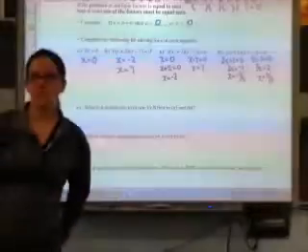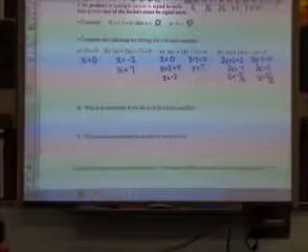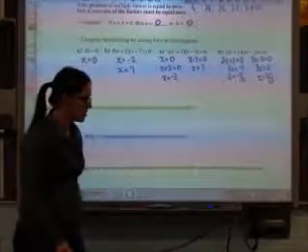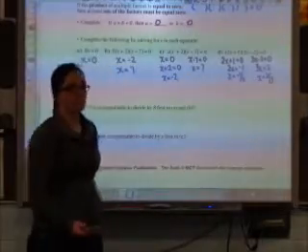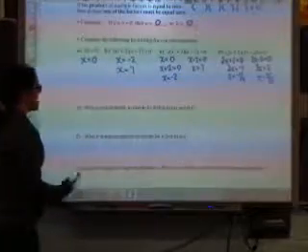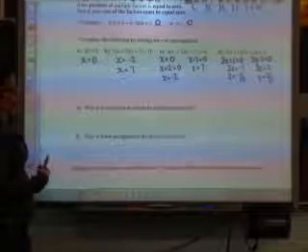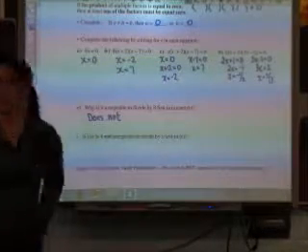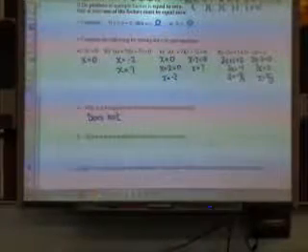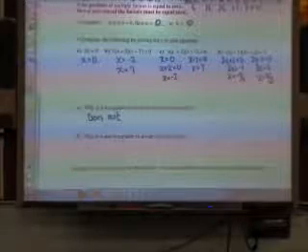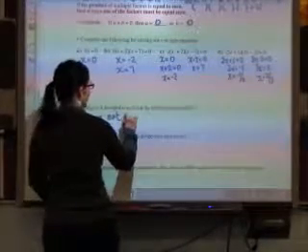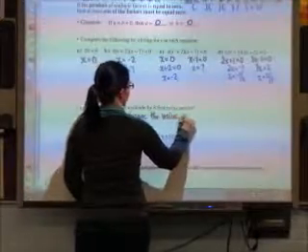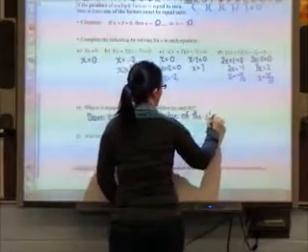Part E says, why is it acceptable to divide by 8 in parts A and B? Well, because if I divide by a constant on each side, I get an equivalent equation. Dividing by 8 does not actually change the value of the equation. So it does not change the value of the statement or of the equation.